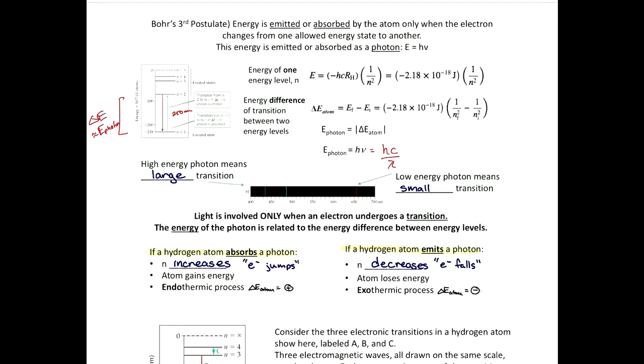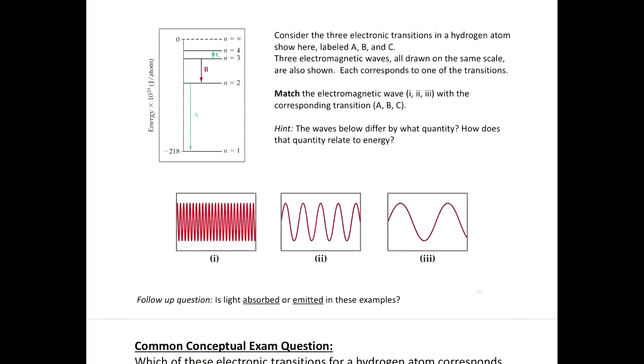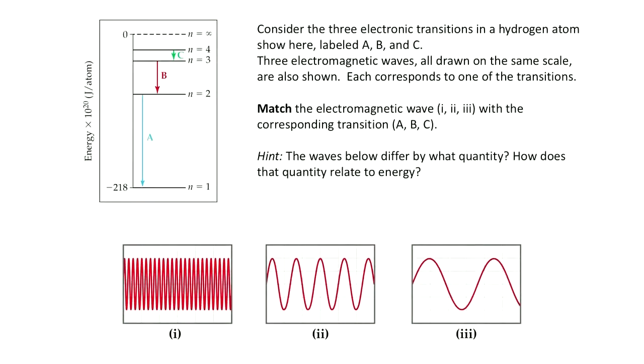Okay, so let's do, are we going to do an equation? No, not yet. So let's do a conceptual question with this idea of electrons transitioning. That's the only time light is involved. So here I have 3 different transitions, A, B, and C, and then I have 3 different lights, 1, 2, and 3. Tell me which transition is with which light.